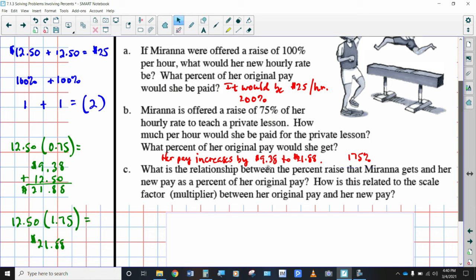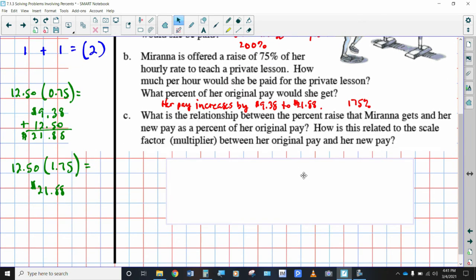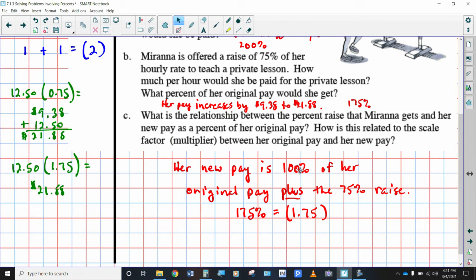And that's why we've got this as our multiplier. What is the relationship between the percent raise that Marana gets and her new pay as a percent of her original pay? How is this related to scale factor or the multiplier between her original pay and the new pay? Well, her new pay is 100%, her original pay, plus the additional 75%. So that would be 175%, which gives you this multiplier here, which we used right there to get the amount of her new pay.